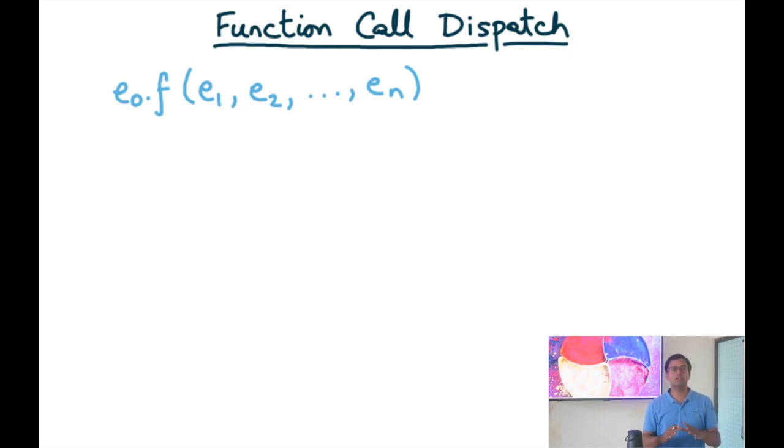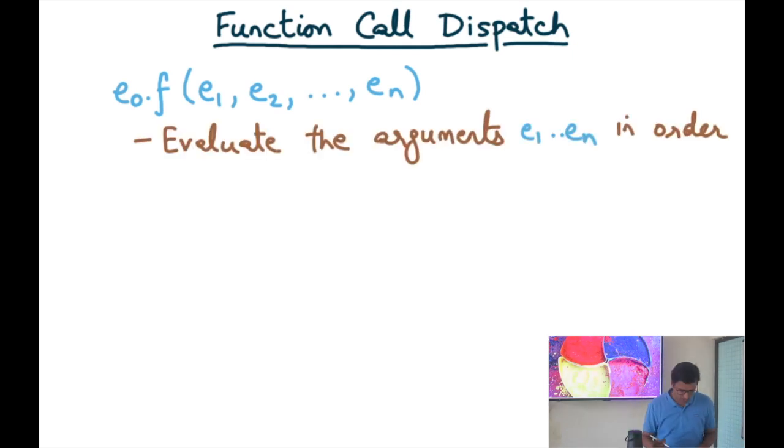The question is, what should be the abstract semantics of such a function call such that they capture exactly what is supposed to be done and only what is supposed to be done and nothing extra. So we want to keep it as abstract as possible. All right, so here's what needs to be done. You need to evaluate the arguments e1 through en in that order. The order also matters because each of these expression evaluations can have side effects.